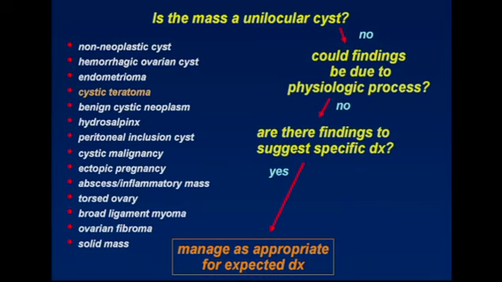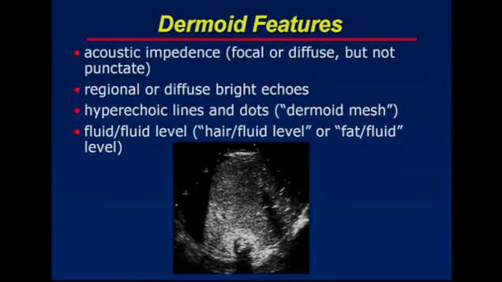Now let's turn our attention to cystic teratomas. Again, if we can make a specific diagnosis, we could manage these as expected for cystic teratomas. Most of these will go to surgery, but if the patient wasn't a good surgical candidate, you could certainly elect not to take out an asymptomatic teratoma.